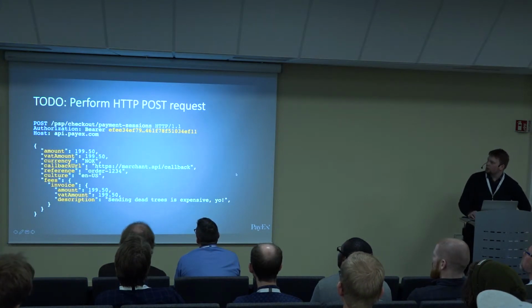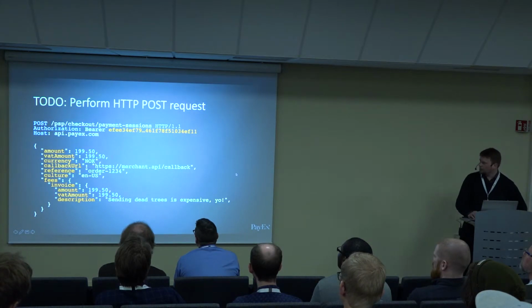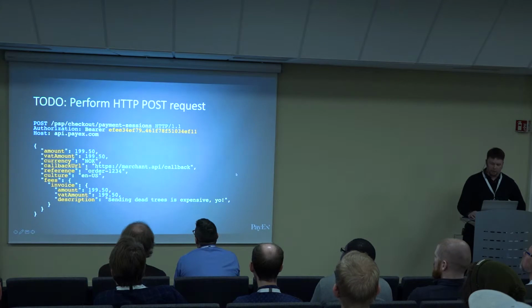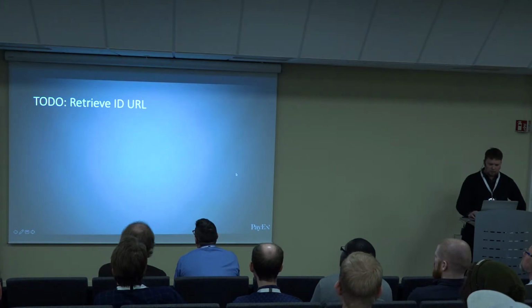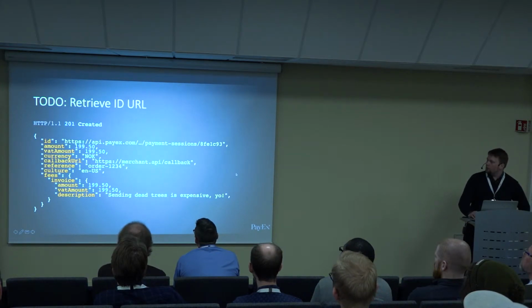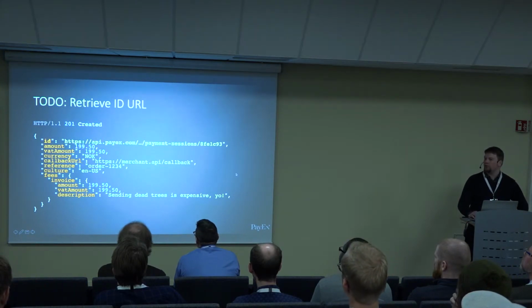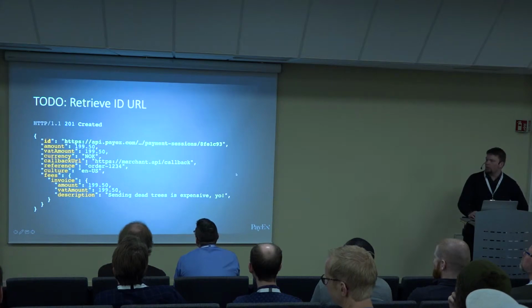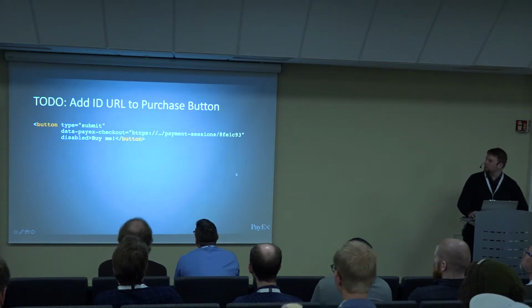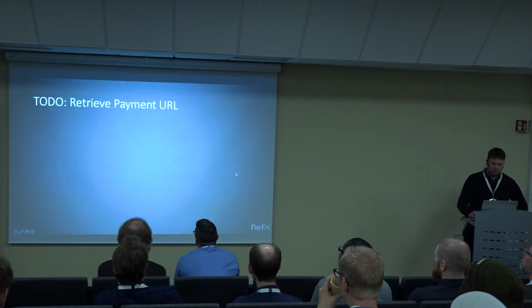Next, we need to perform the HTTP post request of the payment session. That's how the request looks. And you can see we can add an invoice fee because sending dead trees is expensive. And then in the response, we will get a 201 created status code with an ID property set to the URL of the payment session just created. And that URL we're going to stuff into the purchase button.